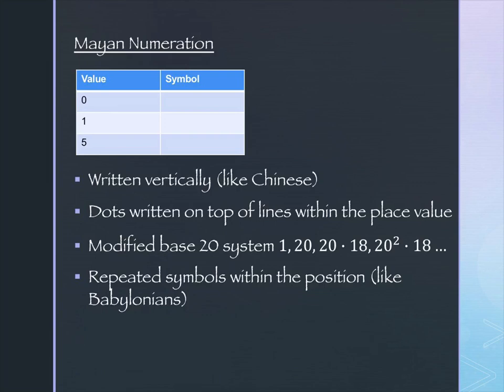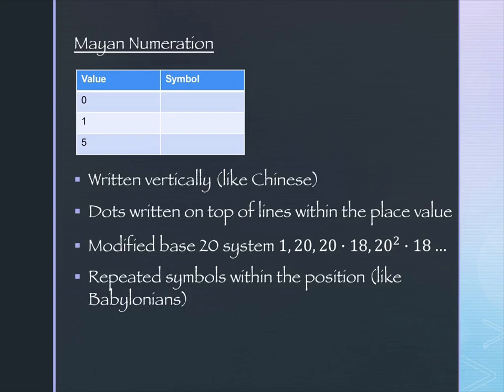Yep. Jonah. Because most other cultures were using it to count money? It could be. I don't know necessarily the why. The Mayans definitely had a lot of advances that other civilizations didn't. We're actually going to talk about their place value system too, which is a little bit unique.